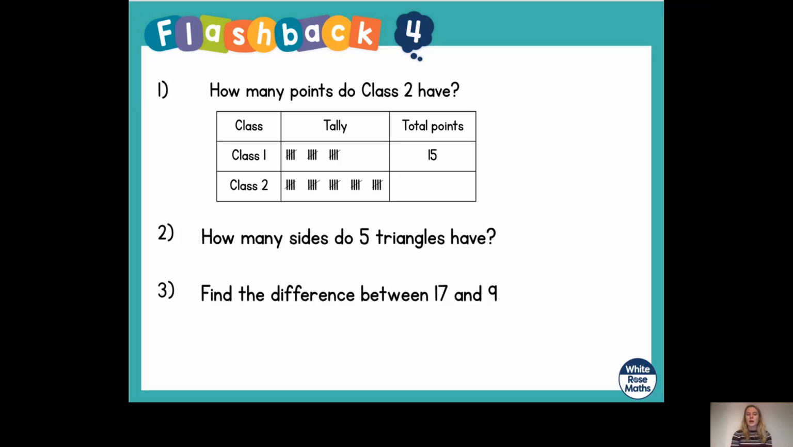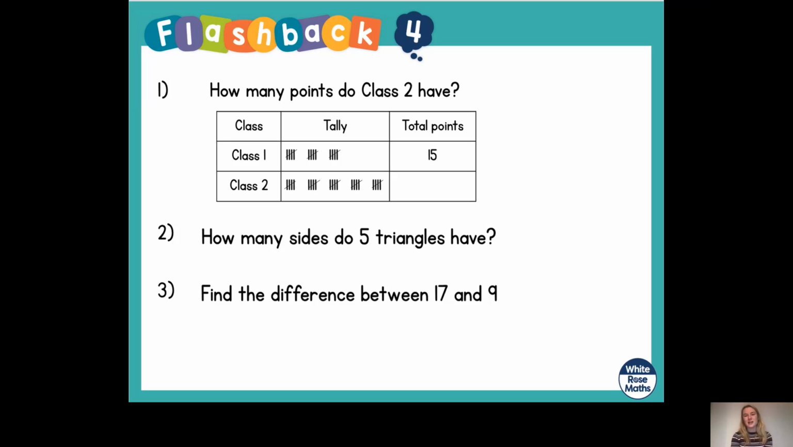Then number 2, how many sides do 5 triangles have? Well, have a think, how many sides does one triangle have? And then see if you can come up with a multiplication number sentence to work out the total number of sides on 5 triangles. Then number 3, you need to find the difference between 17 and 9. Okay, so do you need to do addition or subtraction to find the difference? Okay, you need to work that one out.